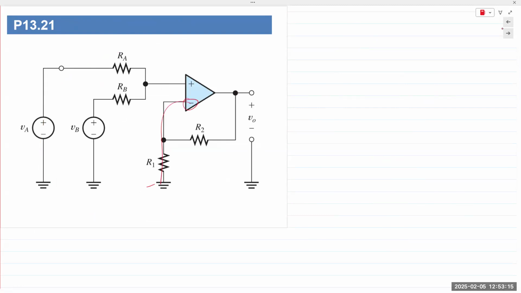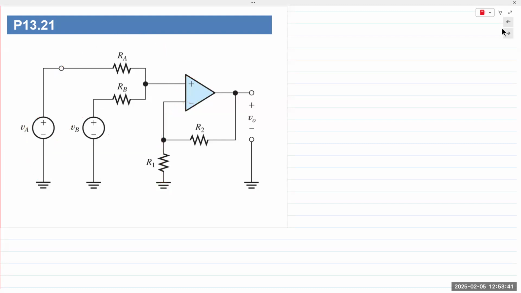Inverting terminal is grounded. Inputs are going into the non-inverting terminal. So it's a non-inverting amplifier, and you have multiple inputs, VA, VB, going into one single terminal. So it is a summing amplifier. So it's a non-inverting summing amplifier. Okay, similar to the inverting summing amplifier.